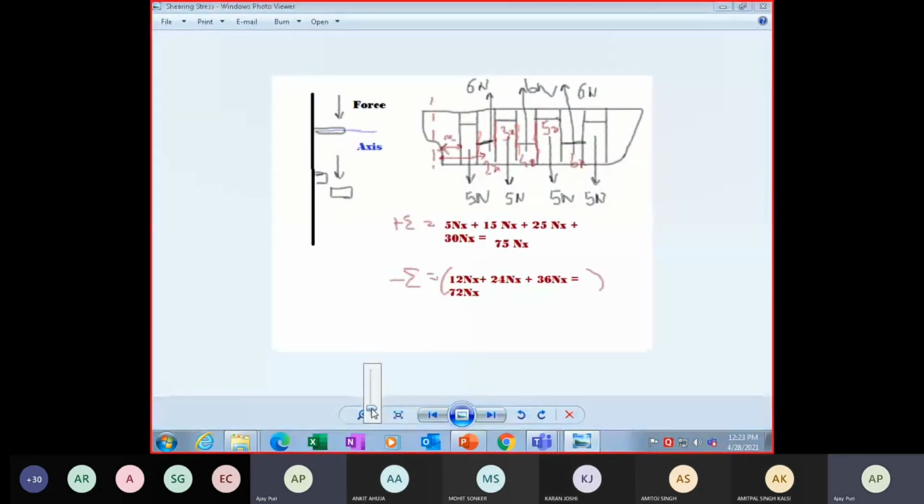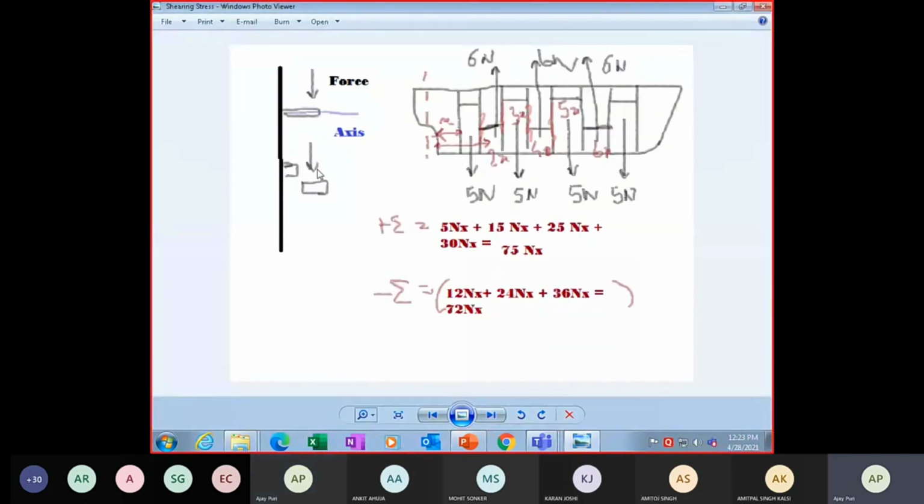Now, suppose these are your shear forces. This is a vessel which is loaded with various loads in the tanks. Your shear forces are 5 Newton, 5 Newton, 5 Newton, 5 Newton, 6 Newton. These are the negative forces, positive forces are down. For bending moments, you multiply the force by the perpendicular distance from your aft perpendicular. You can take it from the forward perpendicular also. So you multiply the distance into the force, you get the bending moment, like 5 Nx. Here you have 3x into 5, 15 Nx.